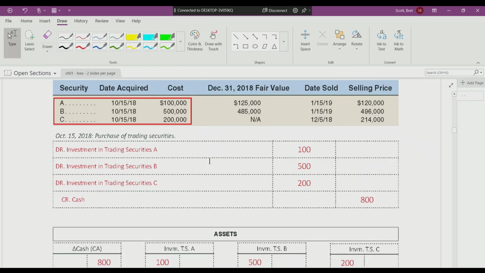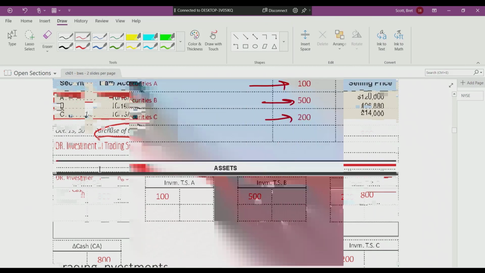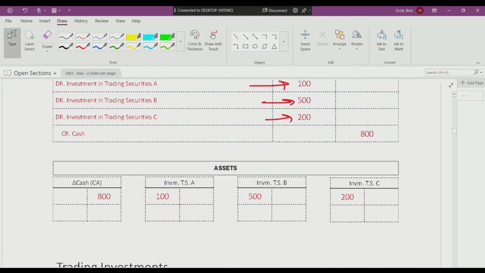Okay. Now, when I'm looking at the initial investment, the purchase of trading securities, I prefer to record all my investments in separate T accounts, separate accounts, just so that I can keep track of them from a more efficient standpoint. Sometimes companies, and they do this in the book, lump them all into one account. I don't think that's very helpful. So in this case, I'm taking each security. I'm simply saying, hey, I debit investment in trading securities A for 100, investment in trading securities B 500, etc., etc. The overall investment's 800, and then down below, I take all the information and I post it into my ledger.